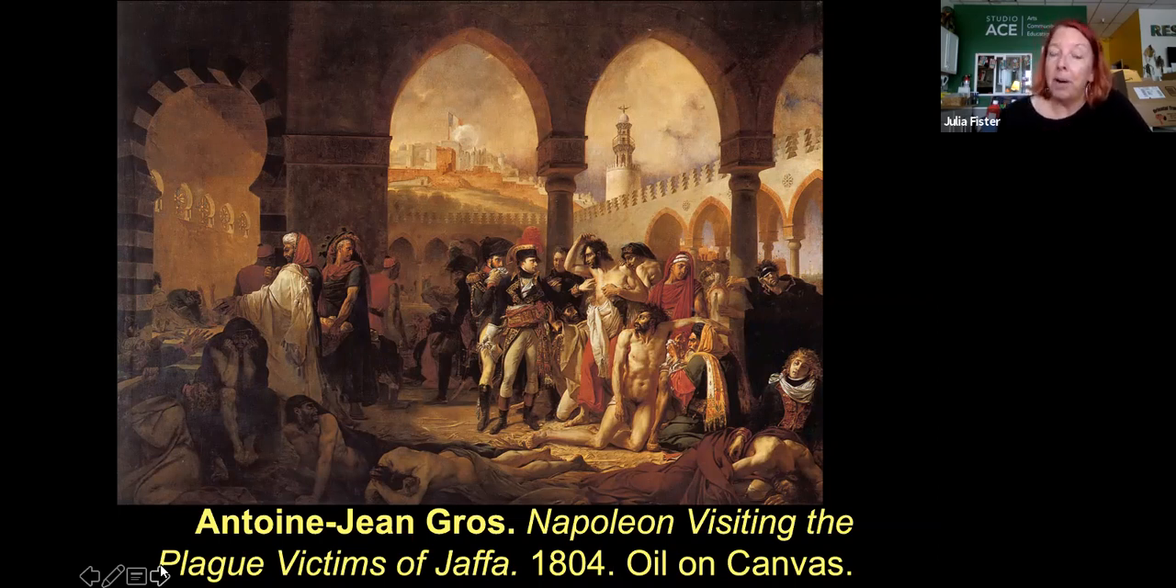While Bonaparte actually did visit the pest house, as it was later called, as his army prepared to withdraw from Syria, he actually ordered the poisoning with laudanum of about 50 of his plague-infected men. And this painting was actually commissioned as damage control when word spread of his actions.